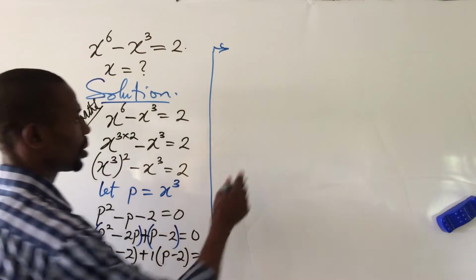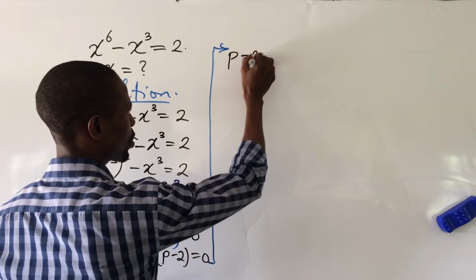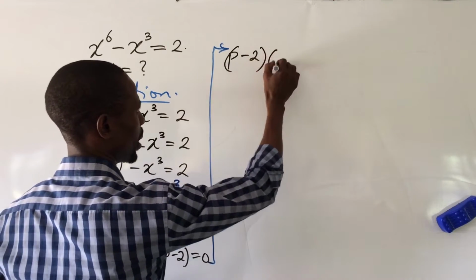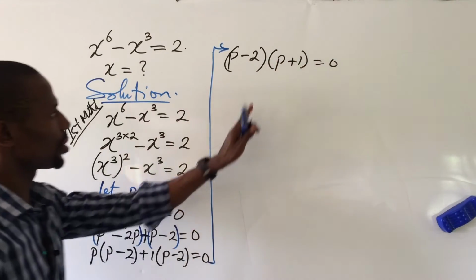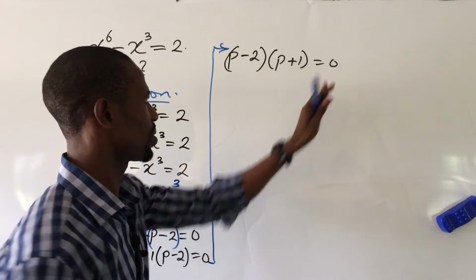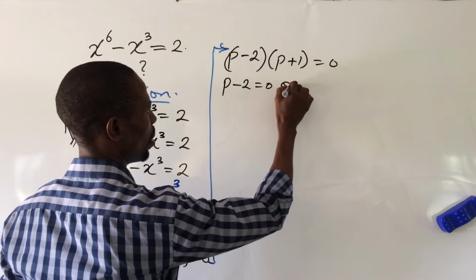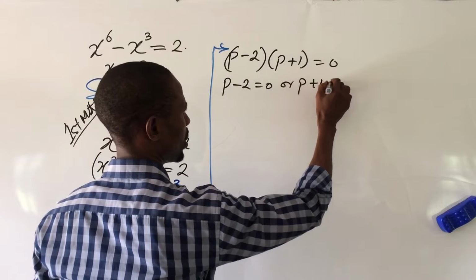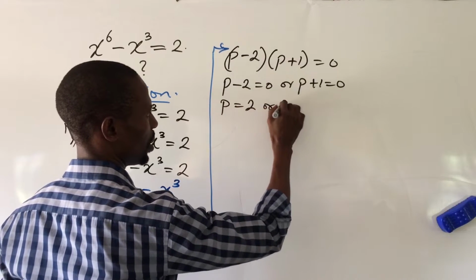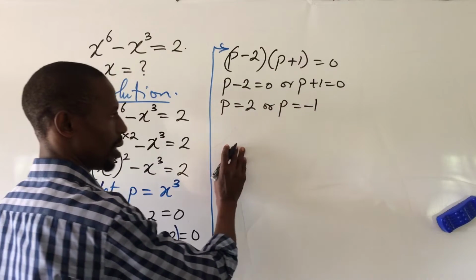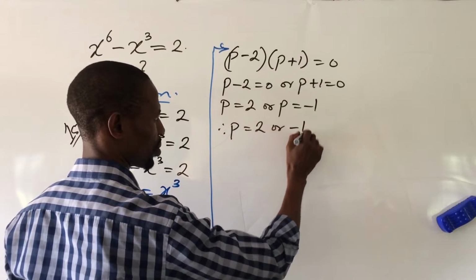Okay, if we proceed, we're going to have (P − 2)(P + 1) = 0. So let's equate this to 0, equate this to 0. So we're going to have P − 2 = 0 or P + 1 = 0. So here we have P = 2 or P = −1. Therefore P is equal to 2 or −1.